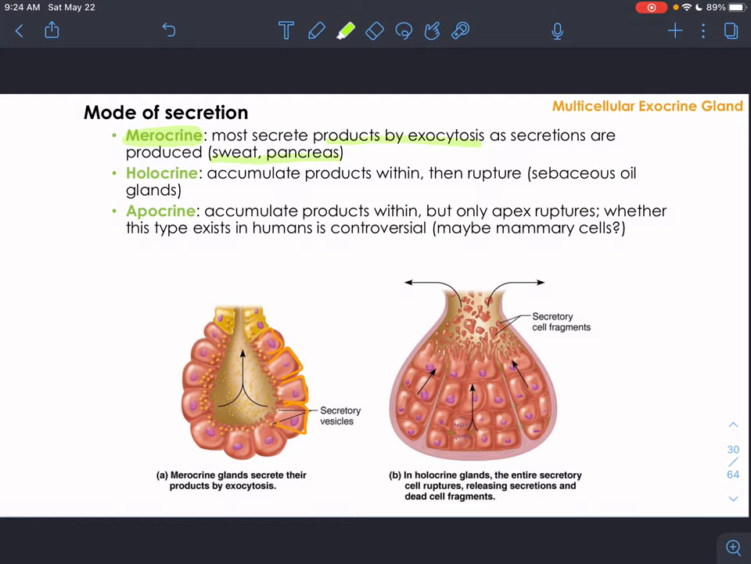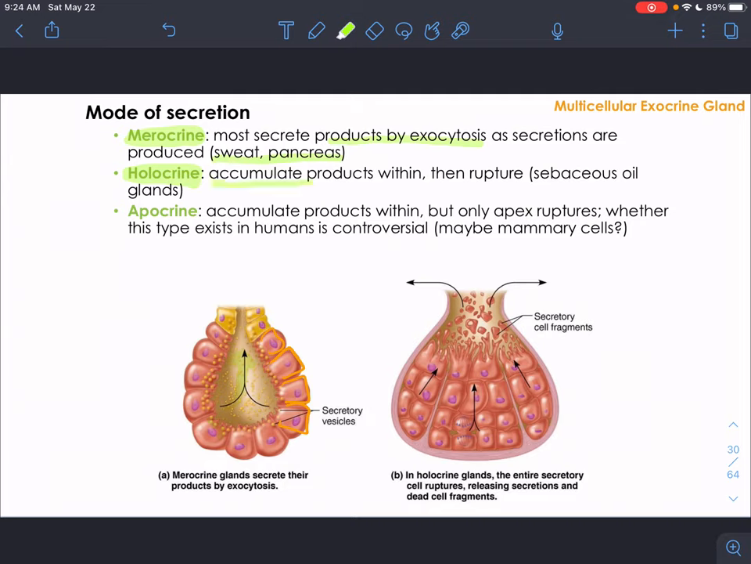So this first one is an example of that. You see you have vesicles being created inside the cell with some sort of substance to be released, and it's released through your duct. A holocrine gland, they accumulate products within the cell. And then the cells rupture to release. So instead of having vesicles being exocytosed, the cells themselves rupture, which is kind of cool. So things like your sebaceous oil glands are going to work this way. So you see in this one, you have the entire holocrine glands. You have the entire cell rupturing to release the products. Okay, and again, they're still releasing them out of the duct. It's just in a different way.